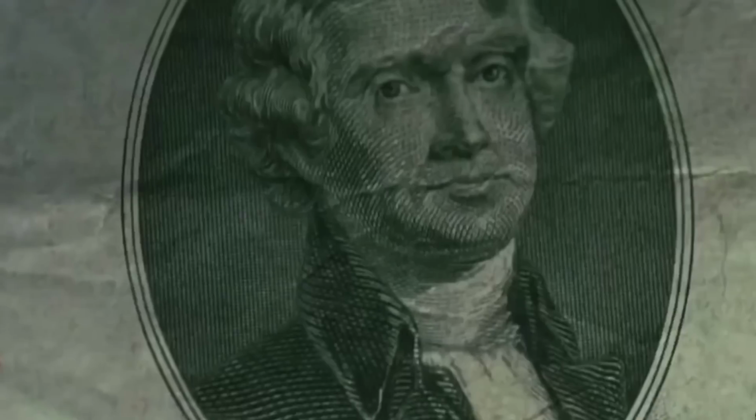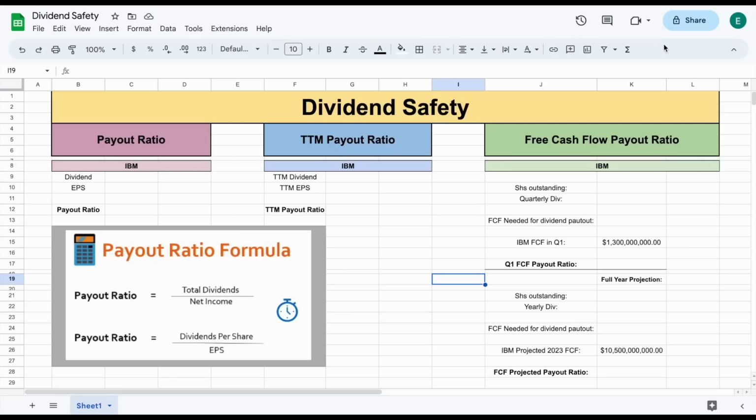Everybody loves seeing those dividend payments roll in, but a dividend investor's worst nightmare is hearing that their dividends may get cut. So in this video, I'm going to be showing you exactly how to judge the safety of your dividend payments. And this actually may be one of the most important videos I've ever made.